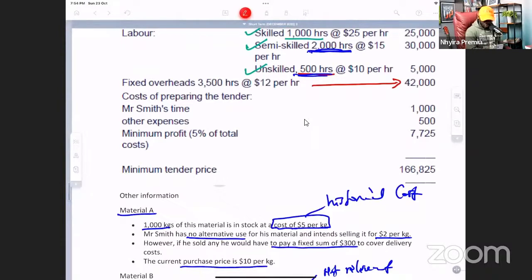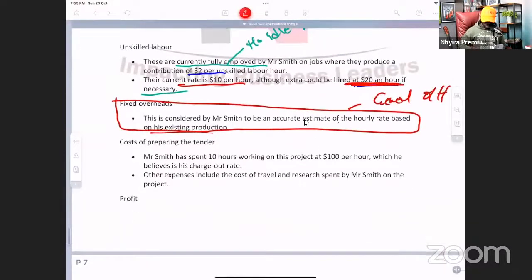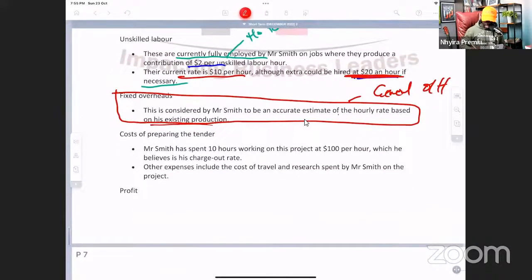Then cost of preparing the tender. Can you imagine? He's including cost of preparing the tender. Let's see. Mr. Smith time, 1,000. So he's putting money on his time. Let's see. Cost of preparing the tender. Mr. Smith has spent 10 hours working on this project at $100 per hour, which he believes is his charge out rate. Please listen to grammar.